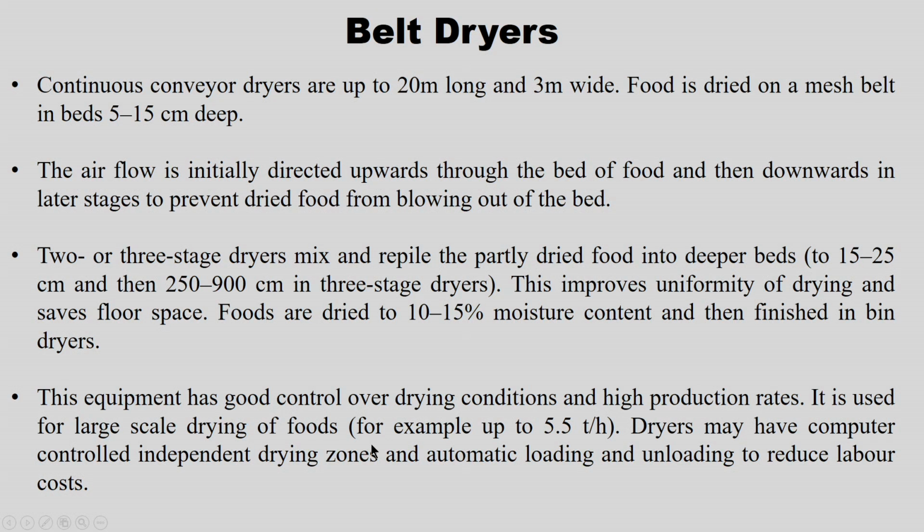And the next one is belt dryers. So, these are continuous conveyor dryers up to 20 meter long and 3 meter wide. Food is dried on a mesh belt in beds of 5 to 15 centimeter deep. So, belt dryers have the conveyor belt.